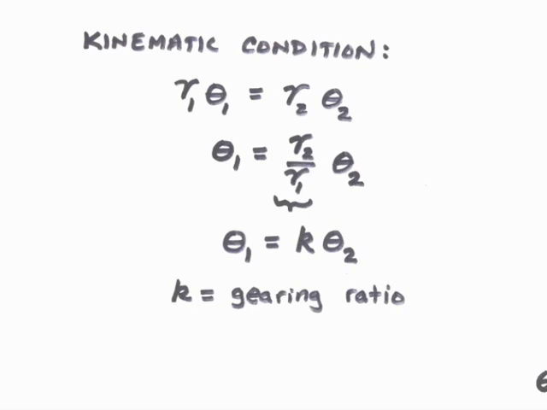For the gearing, we have the following no-slip kinematic condition. R1 times theta 1 equals R2 times theta 2. And from this we can find that theta 1 is R2 over R1 times theta 2. R2 over R1 is referred to as the gearing ratio and is given the symbol K.